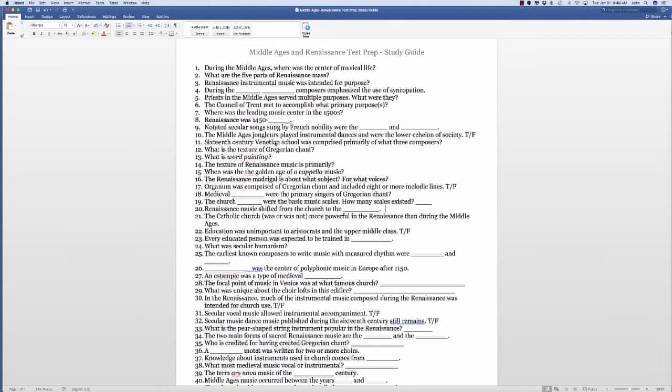Number 9, notated secular songs were sung by French nobility, and there were 2 groups. There were the trouvères and the troubadours. Well, the troubadours had less prestige and less money. The trouvères were the ones who were very wealthy.